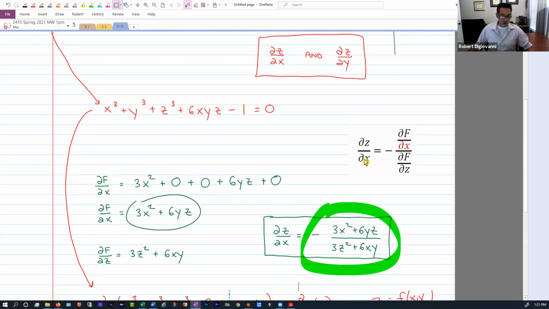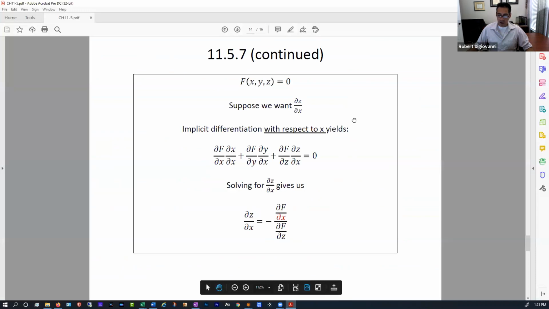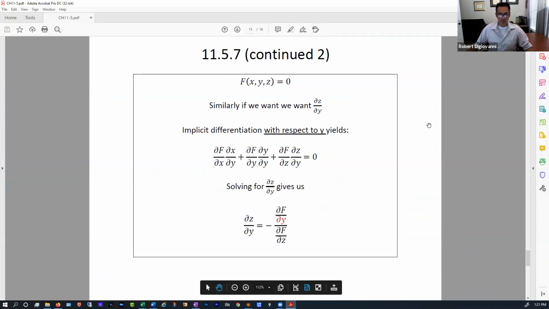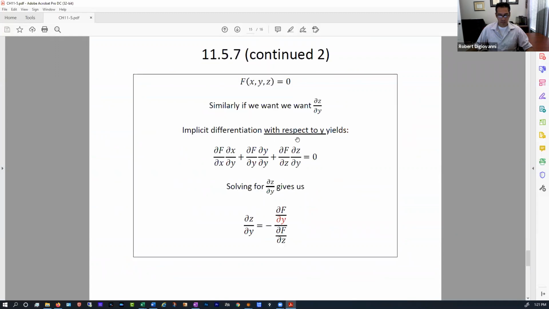Now, if we want to do the partial of z with respect to y, the only thing that would change in the formula would be the numerator, right? This one up here would change. And that would be the partial of the capital F, which is this side, with respect to y instead. I'm not going to do that one. I'll let you do that yourself. It's very similar work. Okay, y'all all right with that? Any questions? We did that one.